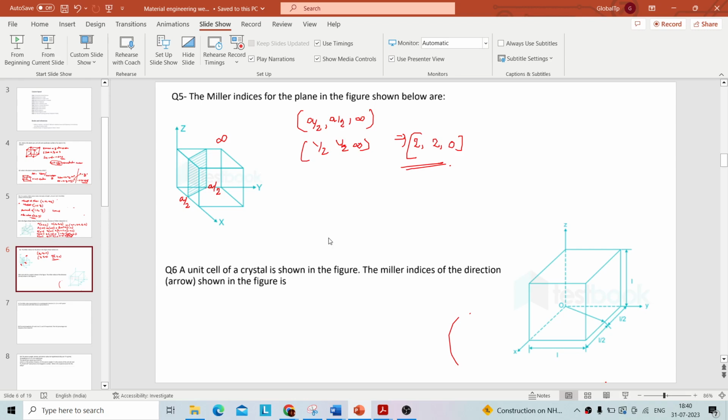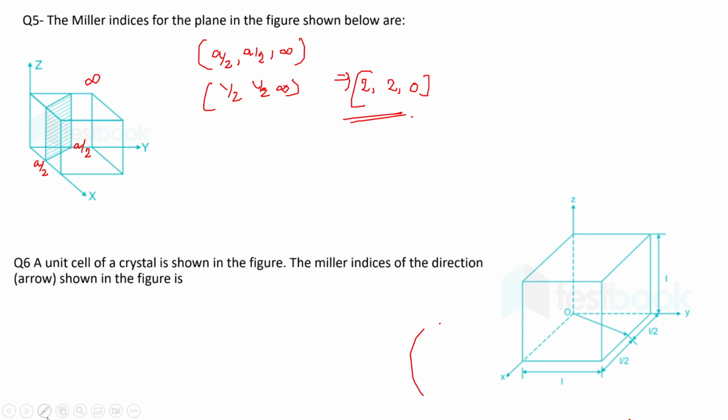So what are the intercepts here? So if you see here, the first point will be 0, 0, 0, and the second point will be how much? Half, because it's touching the x-axis at a half distance here. Okay, and y is 1 and it's not touching the z-axis, it is 0. So half, 1, 0.